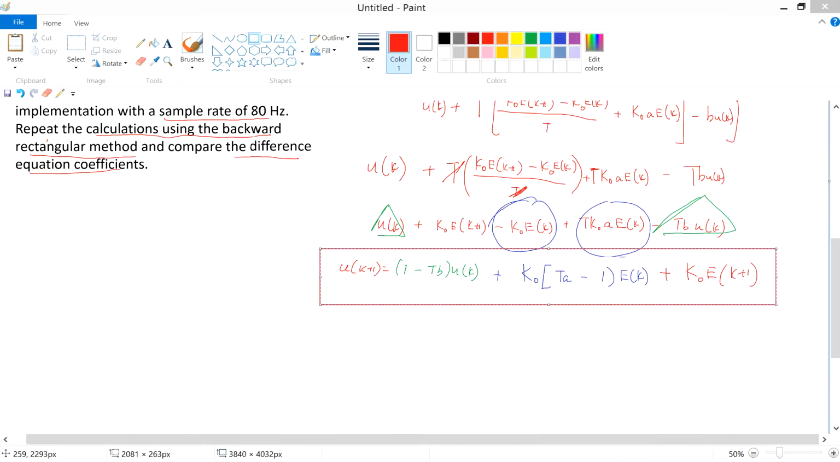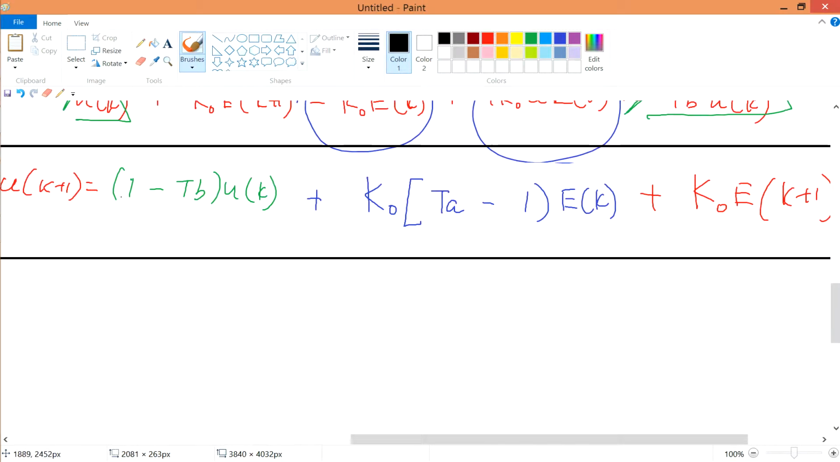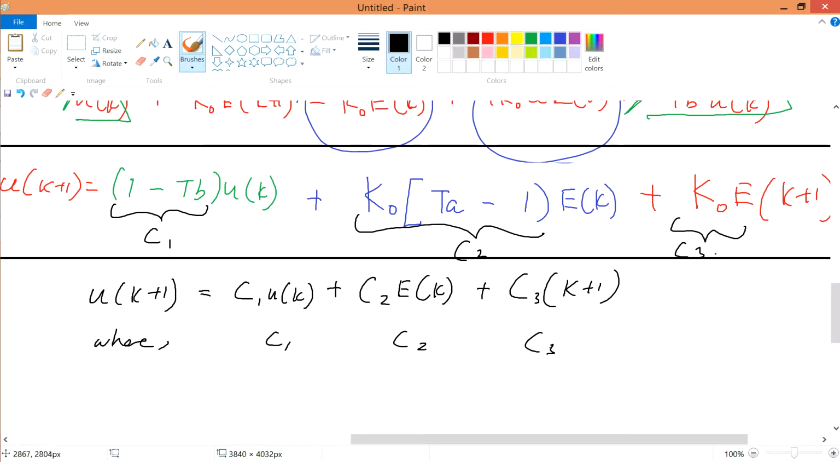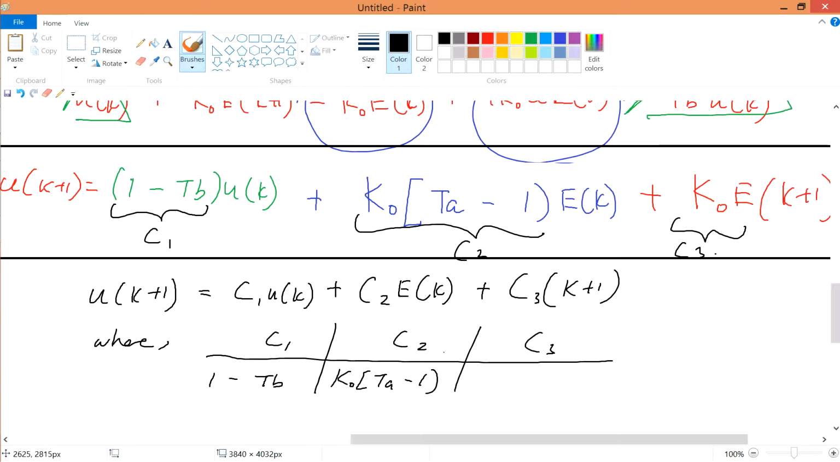Now you can simply rewrite this constant as c1, this constant as c2, and this constant as c3. So I can rewrite the whole chunk as c1 uk plus c2 ek plus c3, where c1, c2 and c3, I'll just draw a table. C1 is 1 minus tb, c2 is k0 ta minus 1, and c3, the last one, is actually k0.